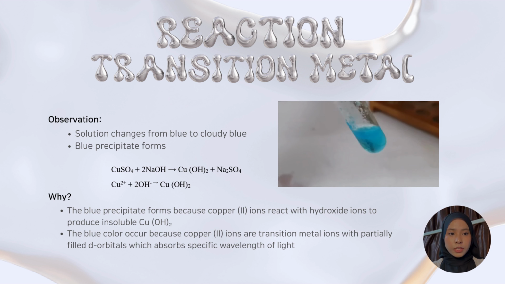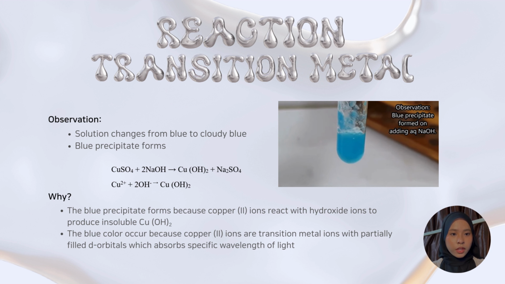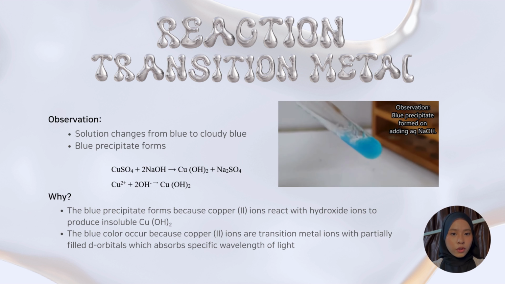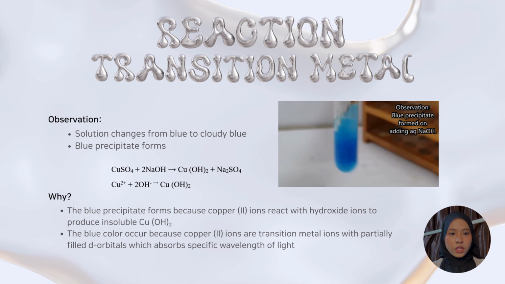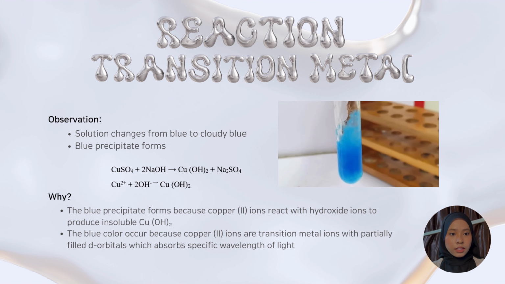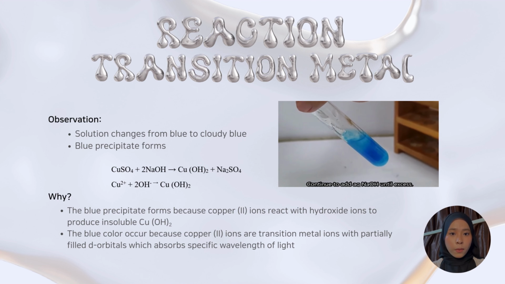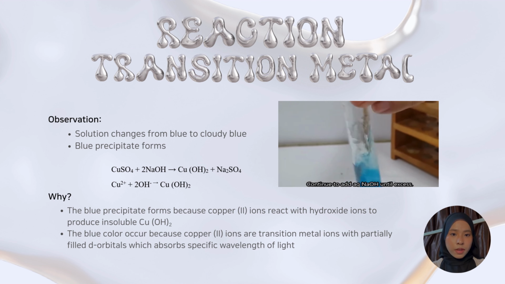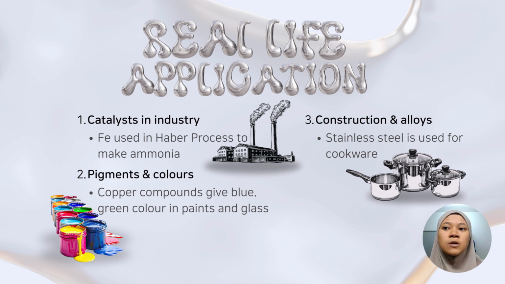First, the blue precipitate forms because copper(II) ions react with hydroxide ions to produce insoluble copper(II) hydroxide. Second, the blue color occurs because copper(II) ions are transition metal ions with partially filled d orbitals, which absorb specific wavelengths of light. Now, I would like to explain some real-life applications of transition metals in our daily life.